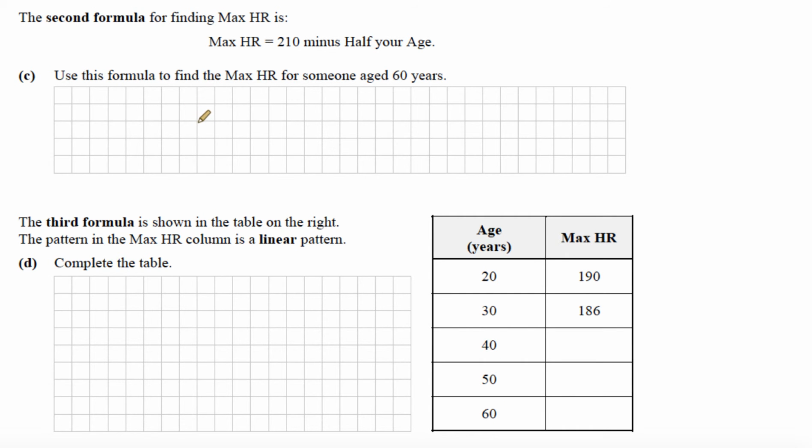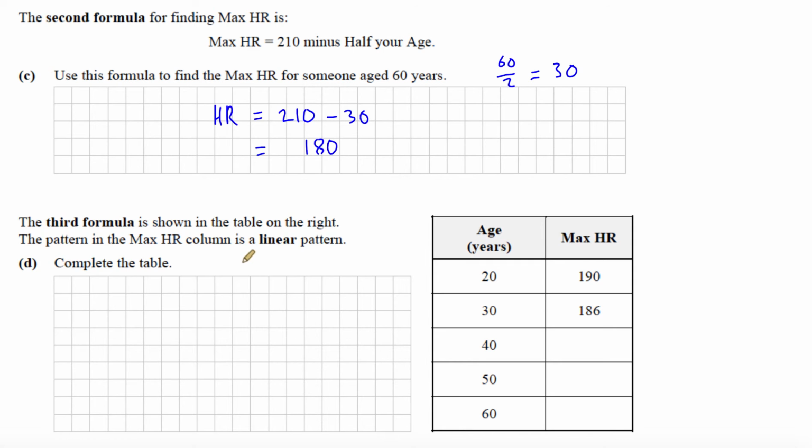The second formula for finding max heart rate is equal to 210 minus half your age. Use this formula to find the max heart rate for someone aged 60 years. So heart rate is equal to 210 minus half your age. Well, if somebody's 60, half of 60 is 30. 60 divided by 2 is 30. So it's 210, subtract half the age, which is 180.